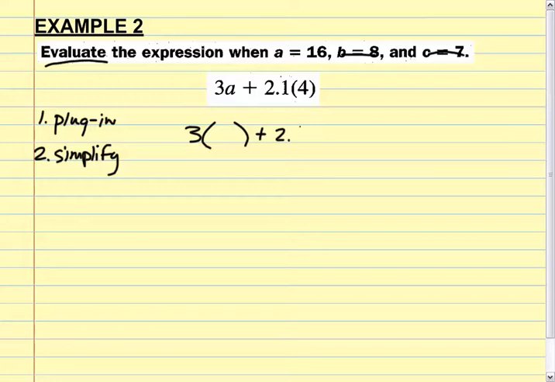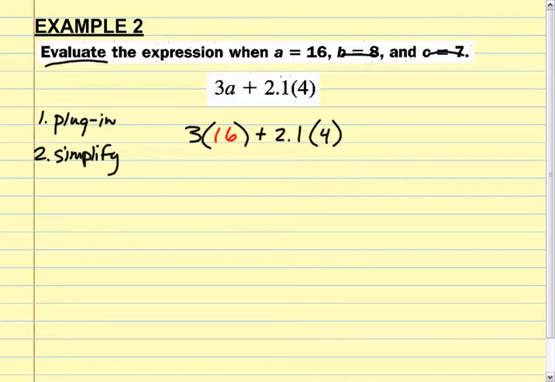So I'm going to get 3 parentheses plus 2.1 times 4. What do I do right now, Catherine? Lily? You plug in. I plug in 16 for A. Excellent. Okay. Now I've got stuff plugged in.